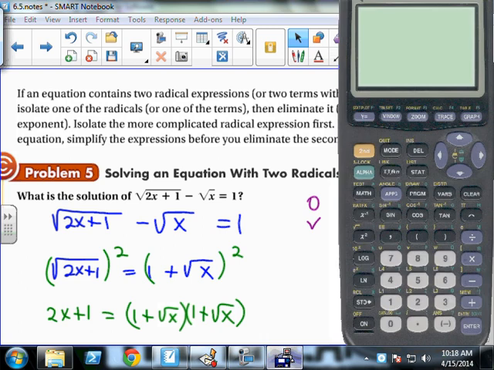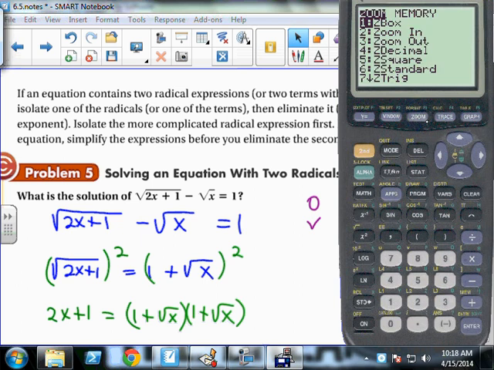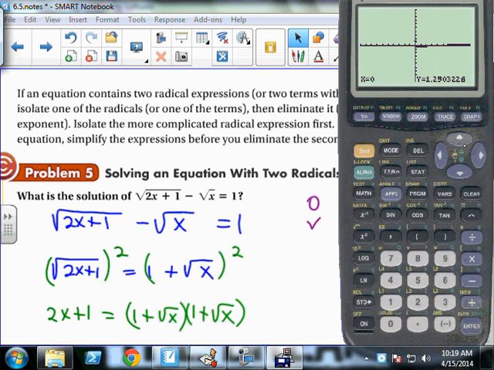Maybe we should double check this with the graph, because the directions say what is the solution. It doesn't say what are the solutions. So maybe we better check this with the graph. Square root, under root, we got 2x plus 1, and then minus a rad x. Close that. And then minus a 1. Let's graph this and see what happens. Ooh. Let me try a zoom box because this graph is pretty intriguing. Can't quite tell what's going on here. Let's zoom in a little bit on this region and see what happened.